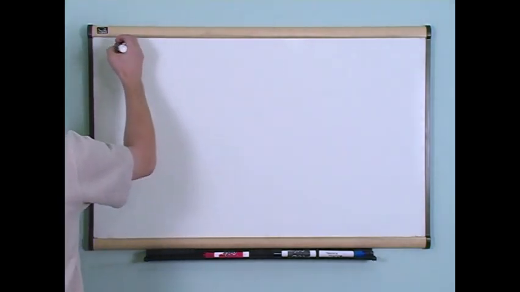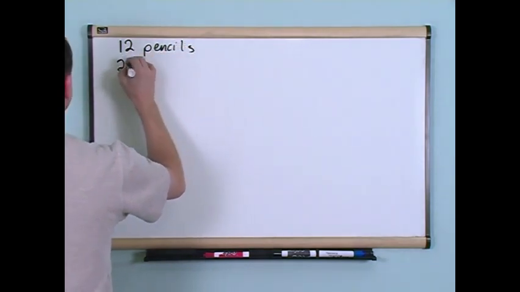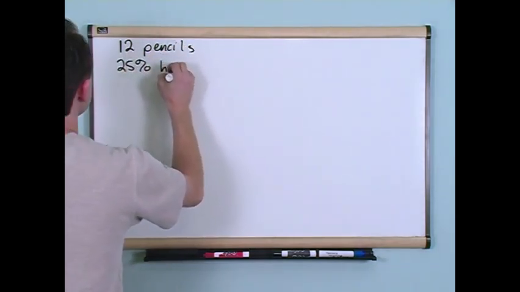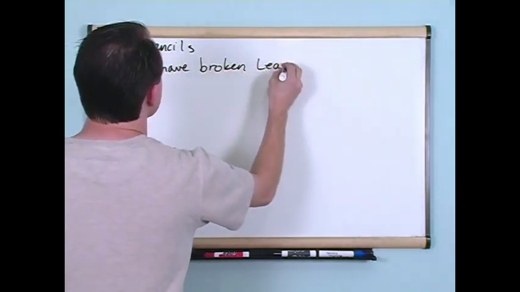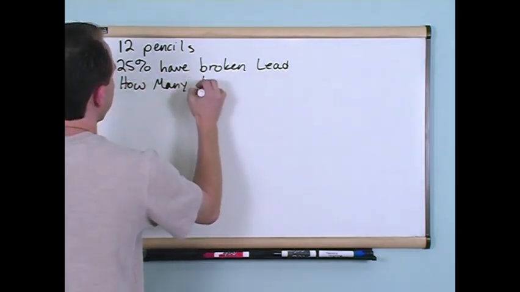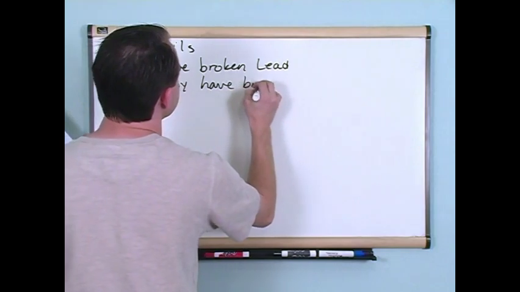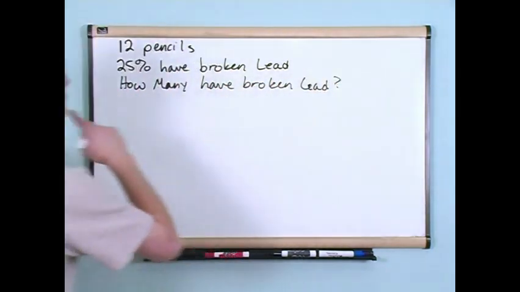Okay? So in this next problem, you have 12 pencils. 25% of the pencils have broken lead. How many pencils have broken lead? So again, you have 12 pencils, and 25% have broken lead. Okay? How many have broken lead? Okay? That's what we're trying to find out.